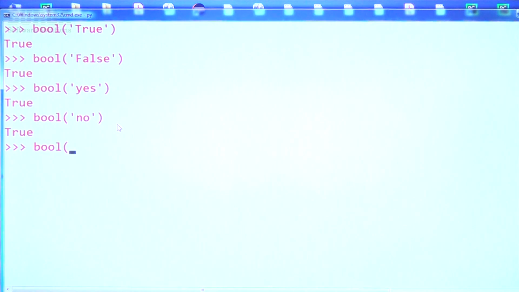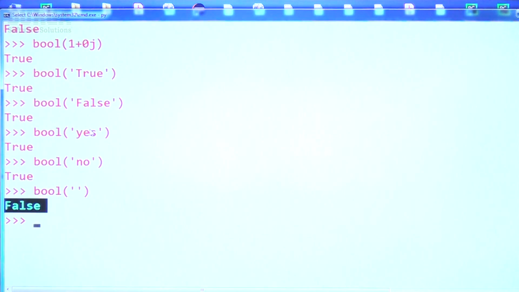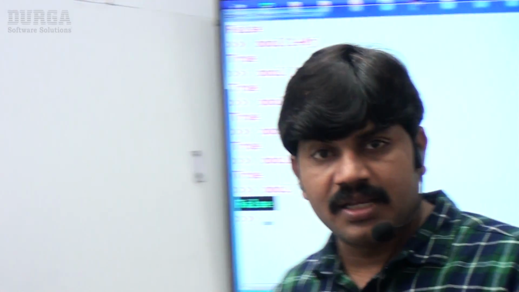Okay, bool of just an empty string. Quotes open, quotes close. Empty string, sir. What is the answer? False is the answer. If the string is empty, then it is false. In all other cases, it is treated as true only. I hope it is clear for all of you, right?